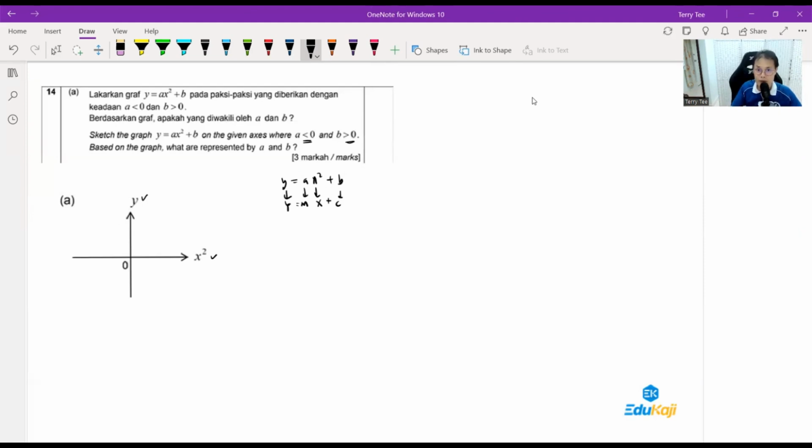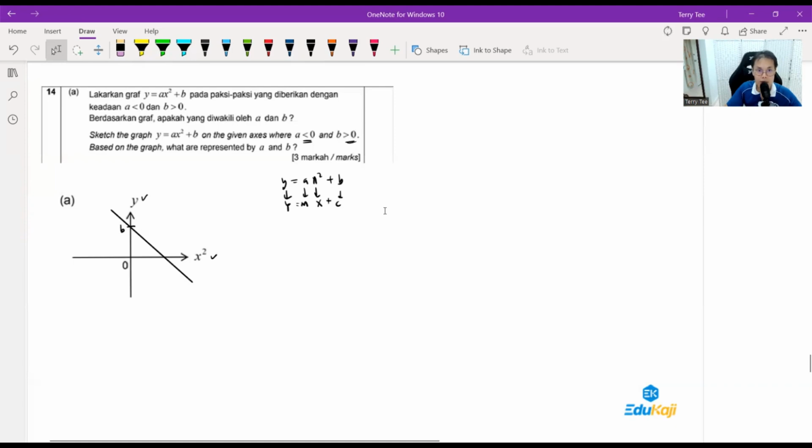I know b is the y-intercept, and the y-intercept is more than 0. So the straight line that you have to sketch looks like this. You can sketch in any direction. And this is your y-intercept, which is b. I guess that's about it. We don't need to do anything else, right? You just have to show that it has a negative gradient and the y-intercept is b.